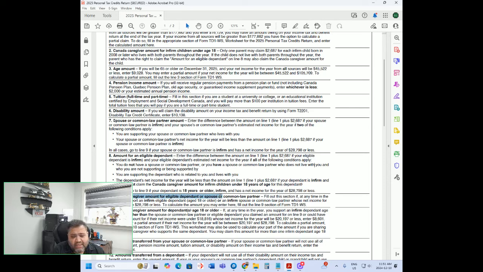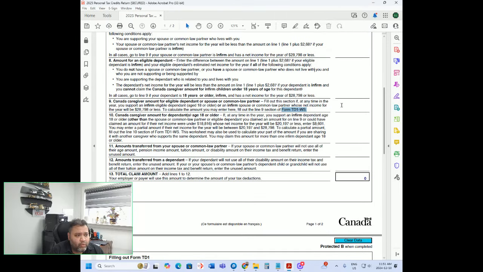So if your spouse has a disability, or if you are taking care of a child as a single mom or single dad and the child has a disability, then you would be able to claim an additional credit here in box number 9. You have to fill out a form called TD1WS. It's the worksheet that you would have to fill out to figure out what this amount would look like. If you have questions on those, you just reach out in the comments and I'll be happy to answer those questions.